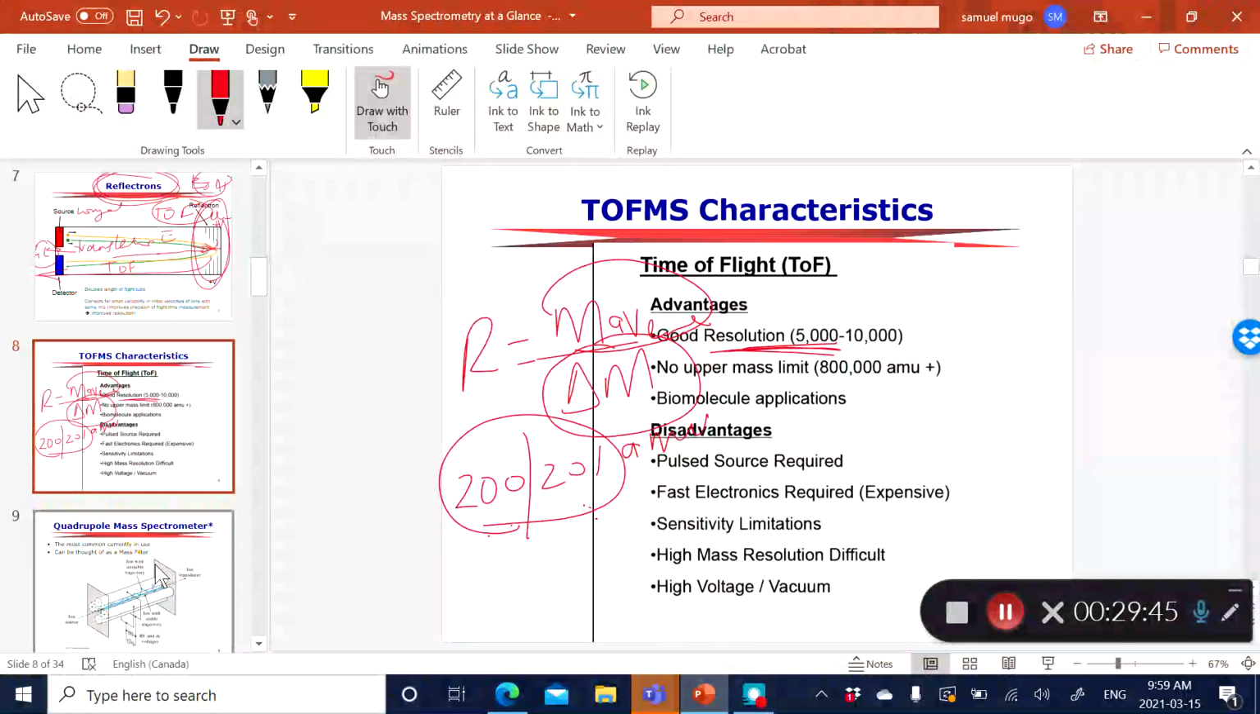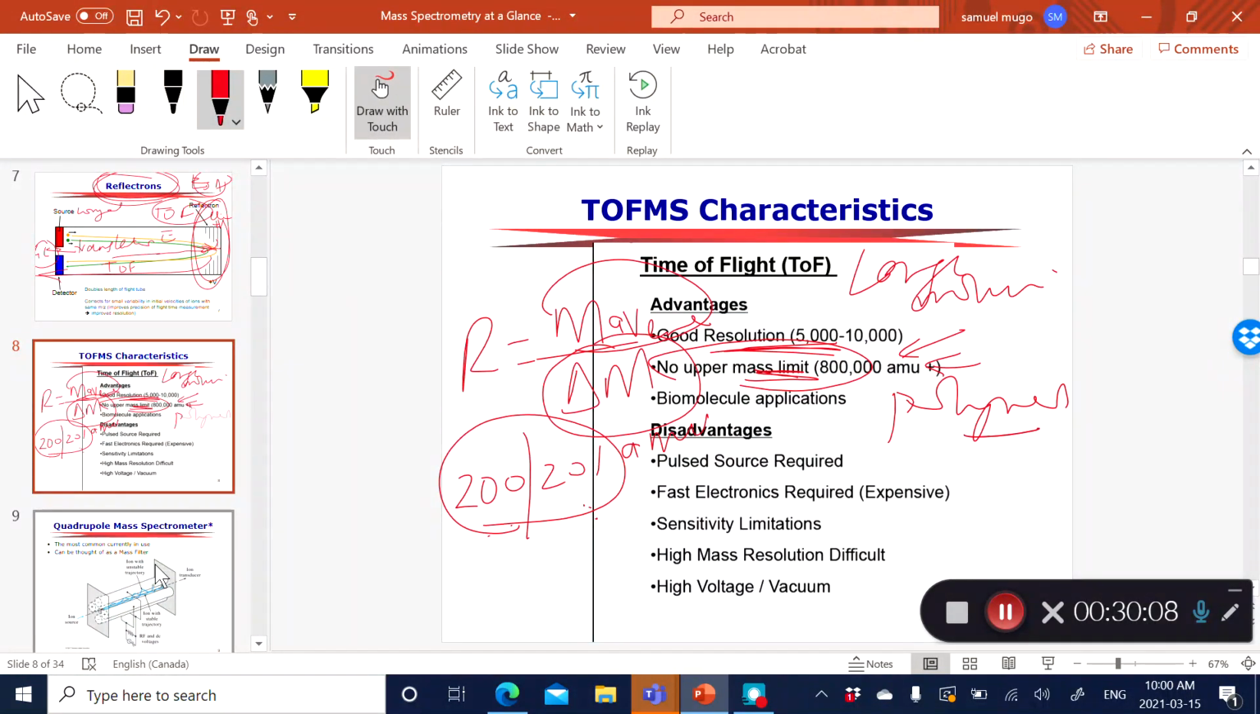So they have good resolution. Now, another very good thing about the time of flight is that they can be used to detect huge molecules, large molecules. You can see their upper mass limit can go all the way to 1 million atomic mass units, meaning they're very good for analysis of polymers. And as you can see, they're used for biomolecular applications. When you're analyzing proteins and so on, time of flight is a way to go actually.